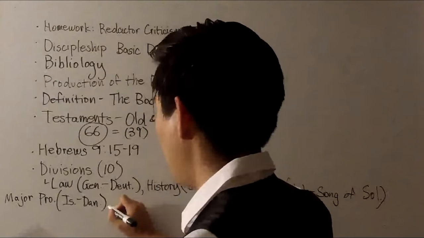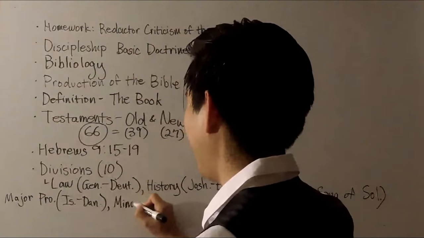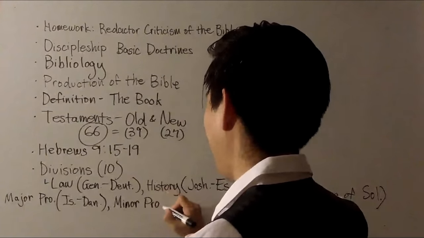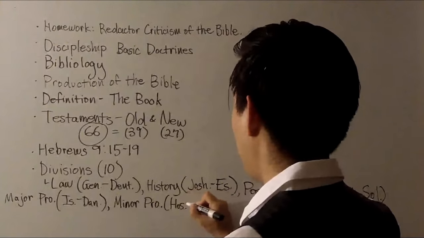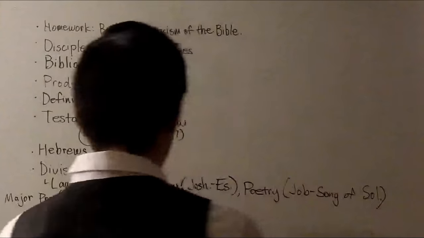Minor prophets. Those are those little books that you have the most struggle with during Bible study classes. All right, turn your Bibles to the book of Hosea, and then you'll take like 10 minutes finding that. So minor prophets, those are from the books of Hosea to Malachi. Hosea to Malachi. Then you got the New Testament.